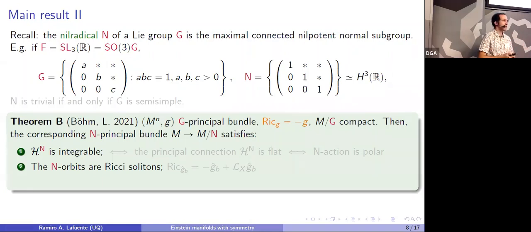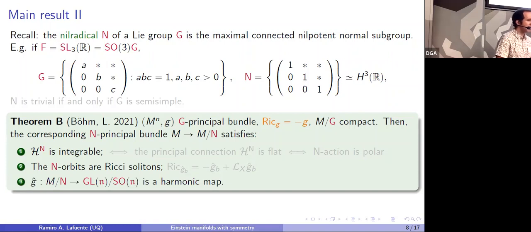Nil solitons, one would call them, because these are metrics on nilpotent Lie groups which happen to be Ricci solitons. So this is a slight linearization of the concept of Einstein metric, which appeared in Ricci flow theory. And thirdly, this map from the base into inner products on the Lie algebra is a harmonic map between Riemannian manifolds. Okay, so you have these three now PDEs.